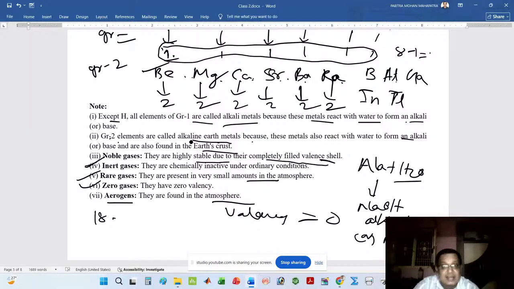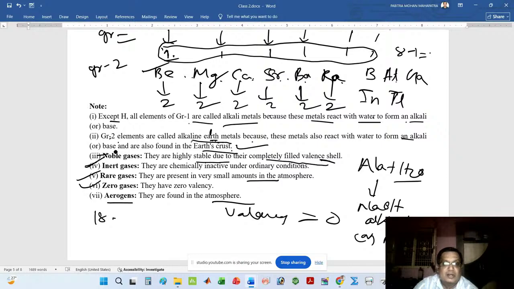Alkaline is related to base. Group 1 elements except hydrogen are called alkali metals because they react with water to form a base, an alkali. Group 2 elements are called alkaline earth metals. Why? Because group 2 elements react with water to form an alkali, and they are found in the earth crust. So they are said to be alkaline earth metals.